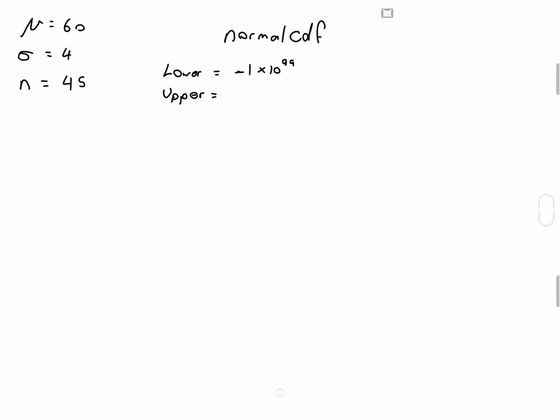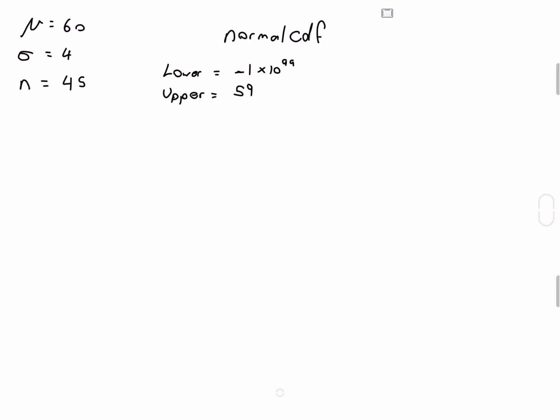We're told that in this case we want to find the probability that the mean of the sample is less than 59. So in this case we're going to use 59 as our upper, because we want to know everything less than 59, so 59 down. And remember that the 1 minus 1 by 10 to the power of 99 is the largest number our calculators can take.